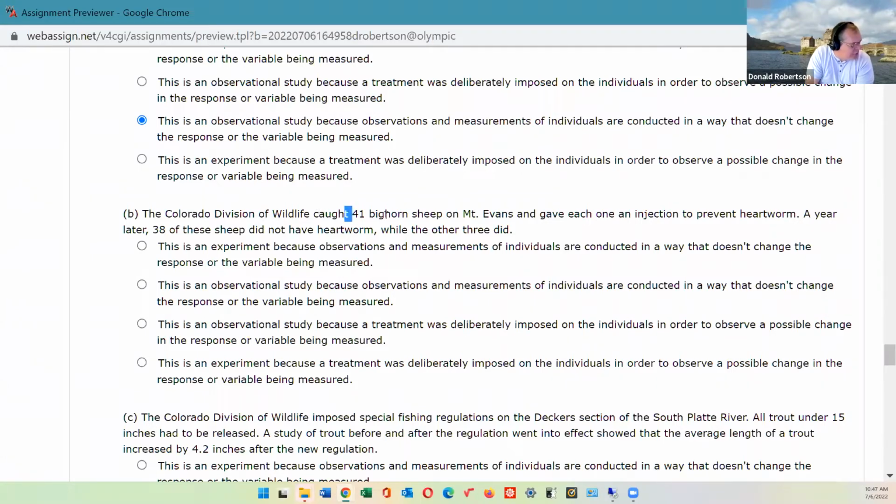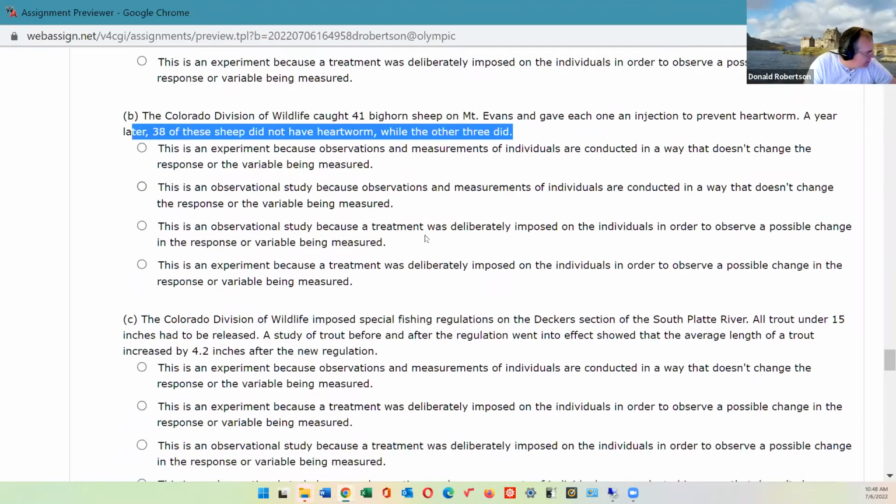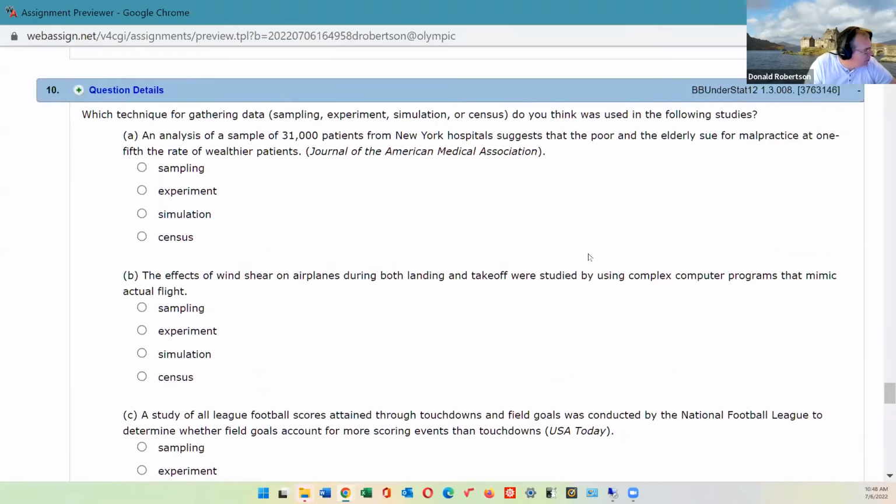Right. They caught 41 bighorn. They gave an injection to prevent heartworm. And then later on, they measured them. That is an experiment, but it's got a before and an after. So I guess it has two groups, right? They caught them, injected them, and then they found out what happened later. Oh, here we go.